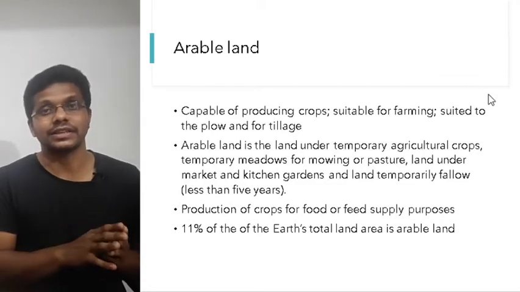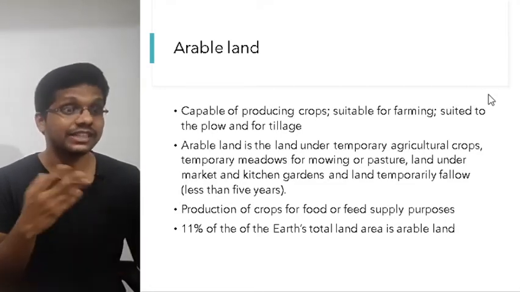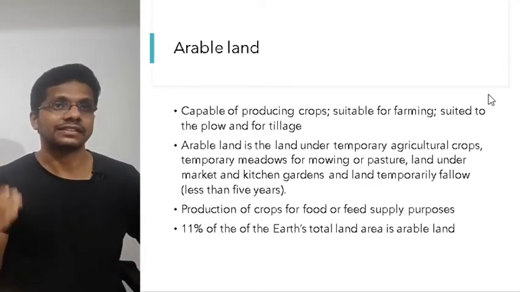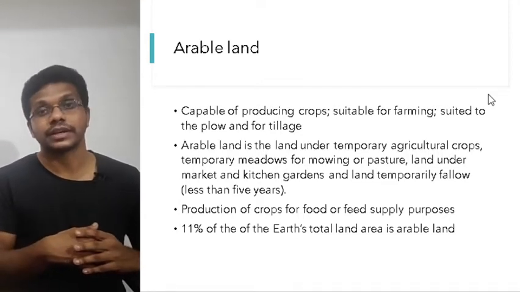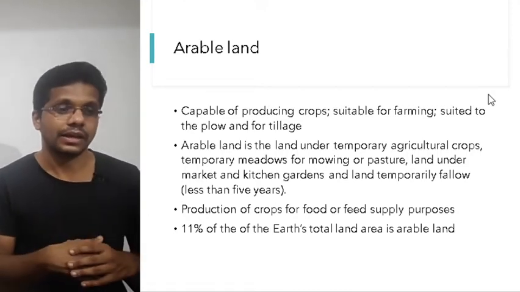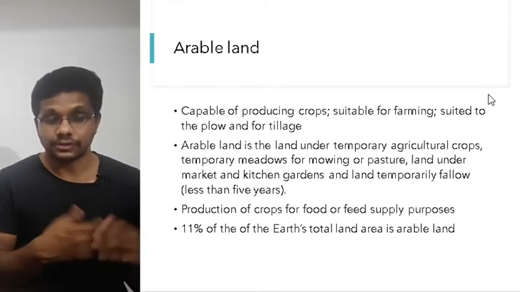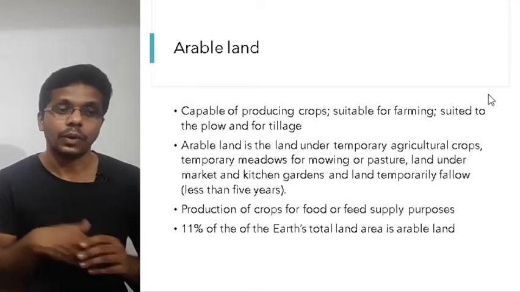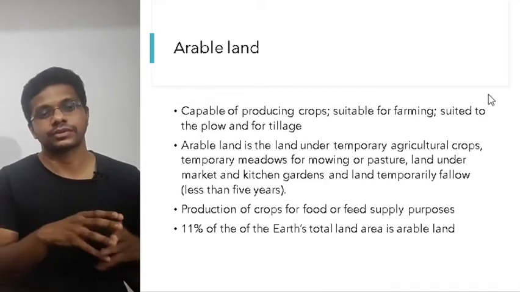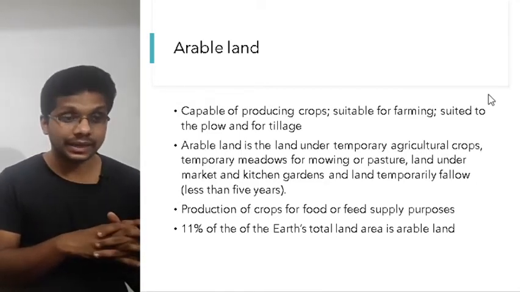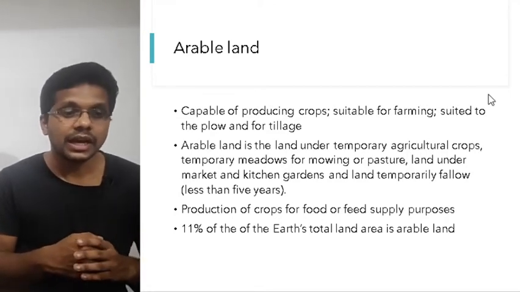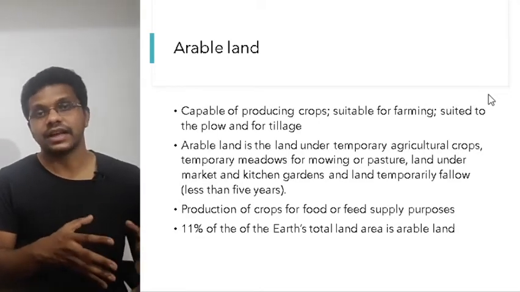It is very important in food security and food production, and the fertility of the arable land is very much important. If you see it at a global scale, the fertility reduction in the arable land is a cause of reduced food supply. So these arable lands are capable of producing crops. They are suitable for farming, and they are suitable for plow and tillage. So many different types of crops can be cultivated in the arable land. It is important for food safety and food production. 11% of Earth's total land is actually arable land.